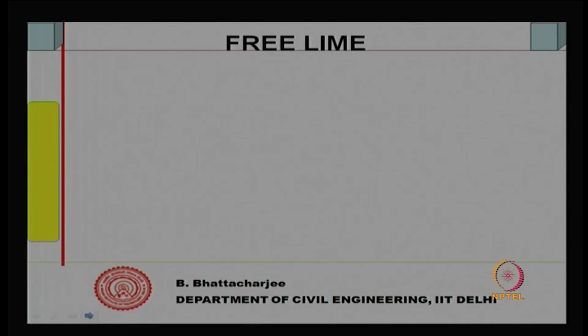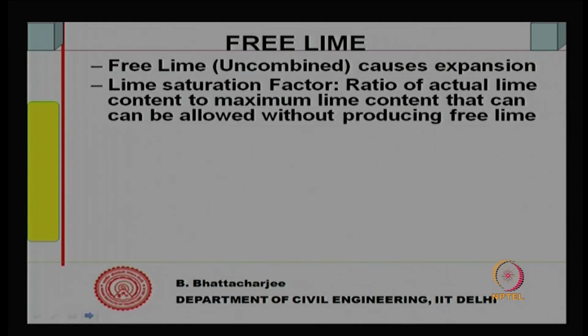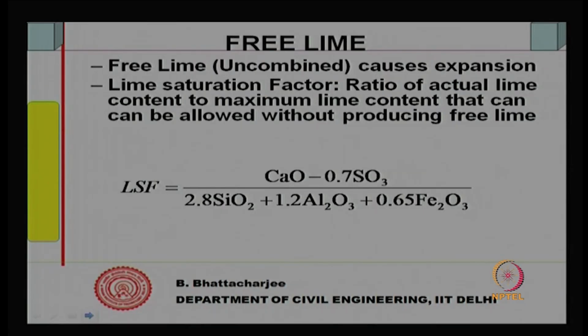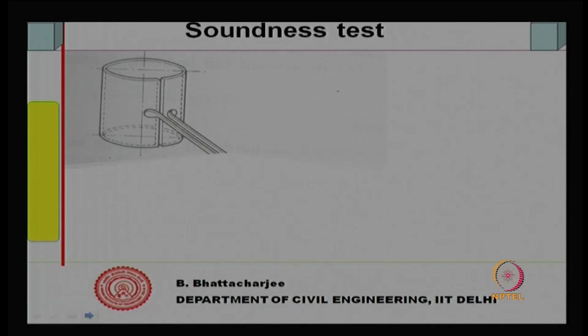Now, let us see how we determine free lime in cement. Free lime causes expansion, and we have defined the lime saturation factor as the ratio of actual lime content to the maximum lime content that can be allowed without producing free lime, right. We discussed this equation earlier in the context of cement production. Free lime is an important issue, because the more free lime, the more unsoundness the cement will have.